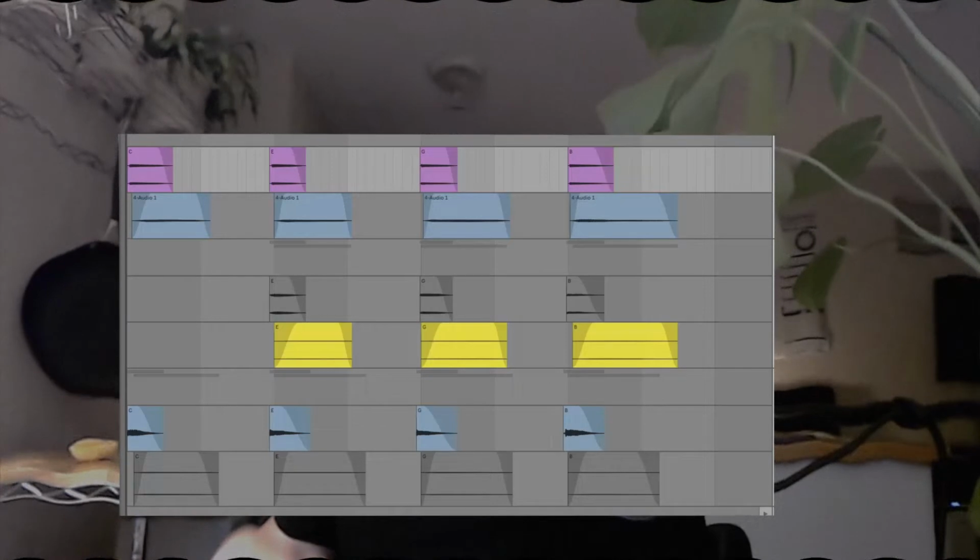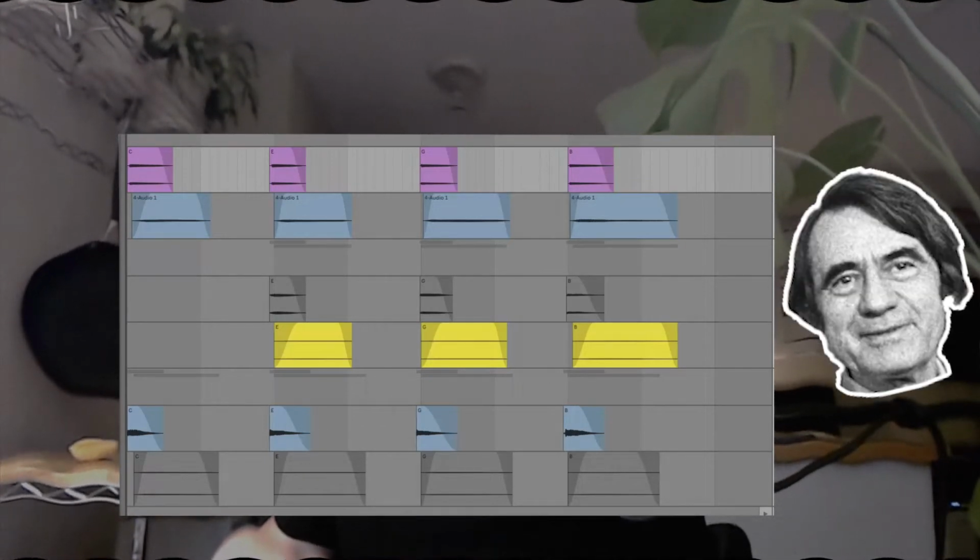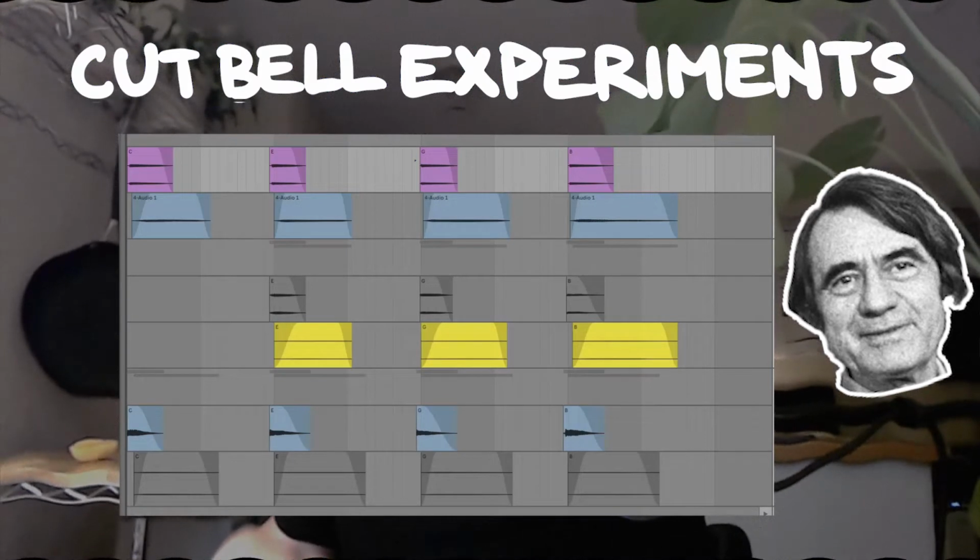In the 1950s, the composer Pierre Schaeffer performed what are known as the cut bell experiments. He recorded a number of orchestral instruments on tape. Then, using a razor blade, he cut the attacks off of some instruments and stitched them onto the sustains of others. Doing this, he showed the importance of the attack in timbral identification of different instruments.